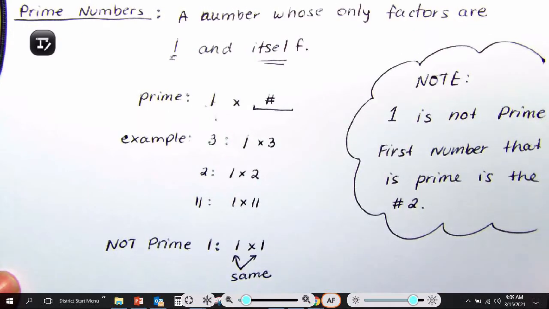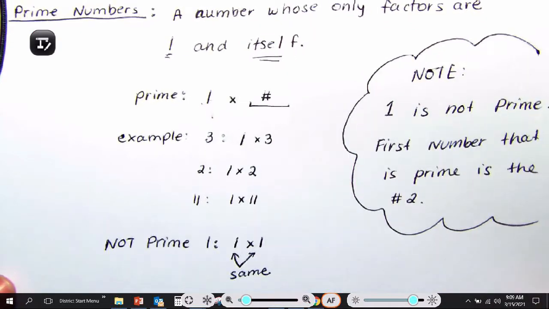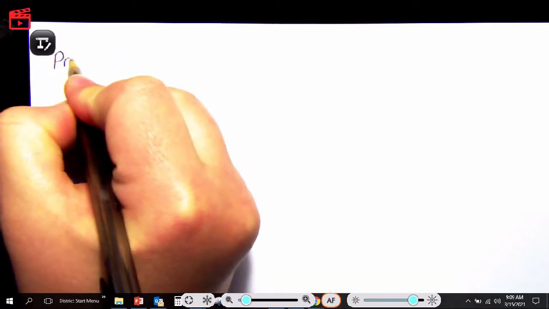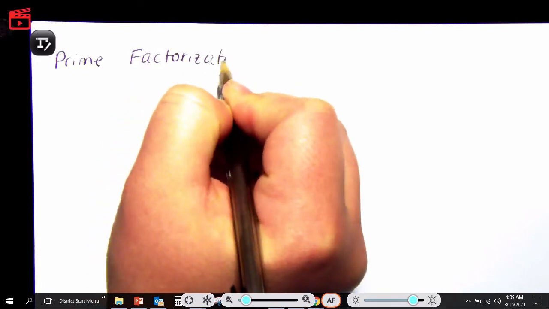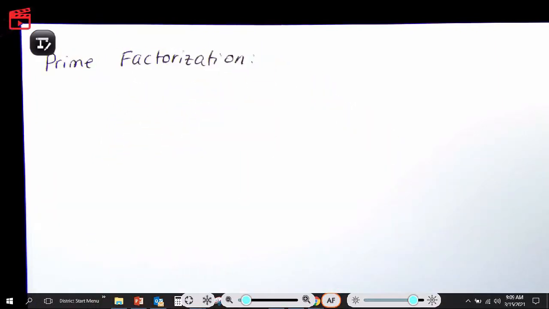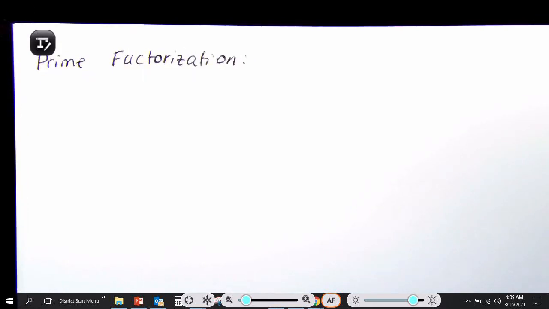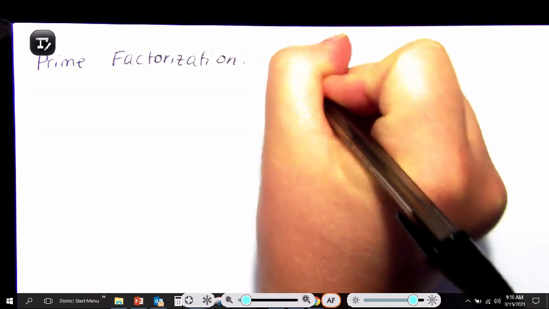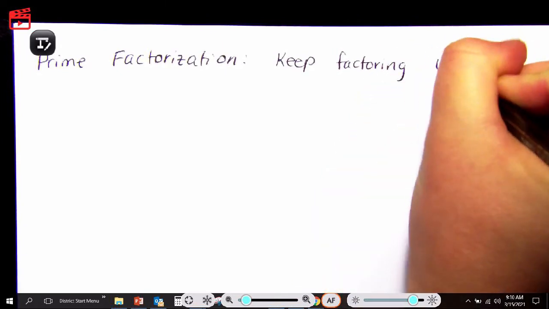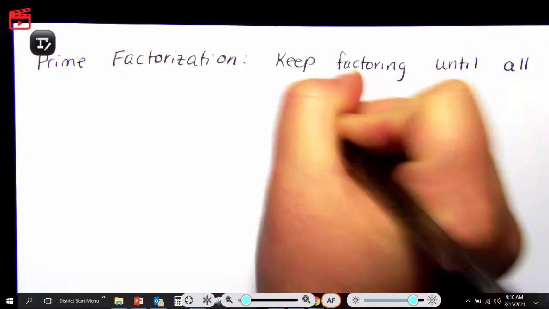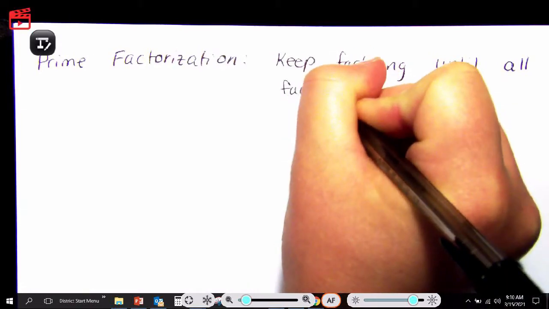All right, so now what about this factoring tree? So we want to factor numbers into prime factorization. So we're going to work on prime factorization. So prime factorization, this is not going to be a formal definition. This is just going to be my way of trying to explain it. You're going to keep factoring until all factors or all numbers are prime.